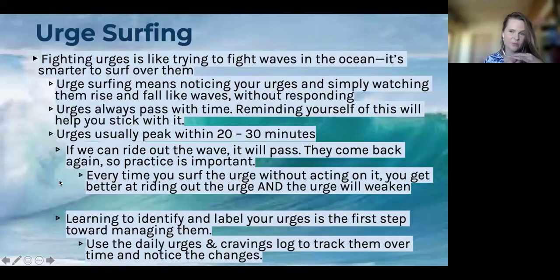So I'll give you a really brief, abbreviated sample of one of those urge management interventions. This comes from mindfulness-based relapse prevention, which is one of several types of CBT for relapse prevention. And this is looking at urges like they're ocean waves.